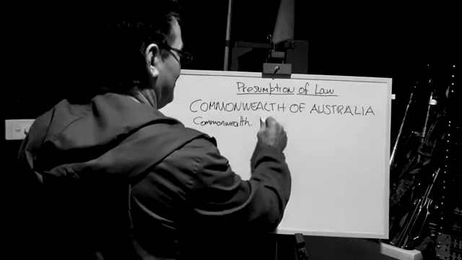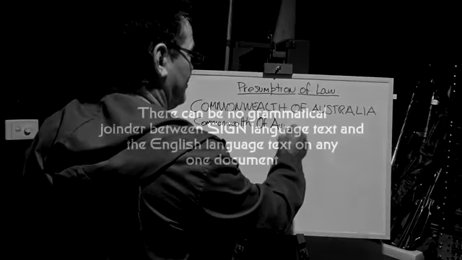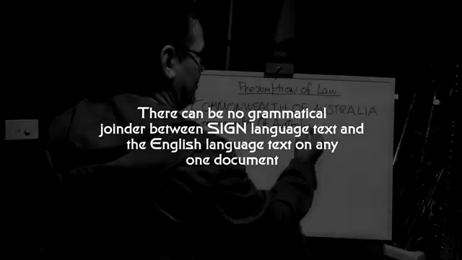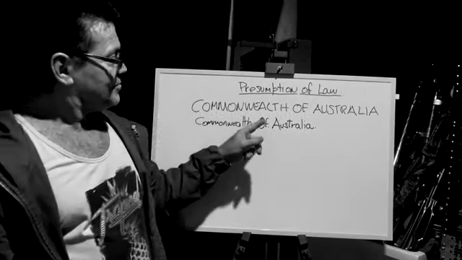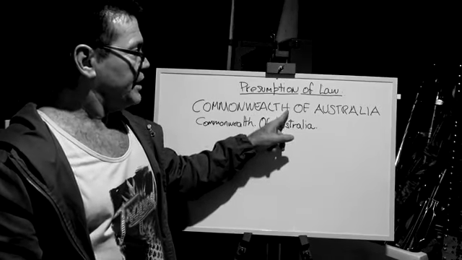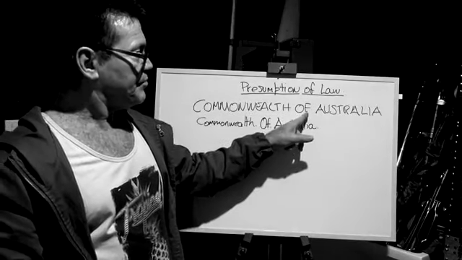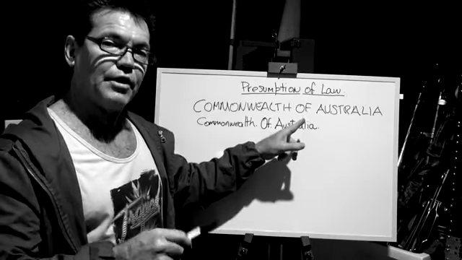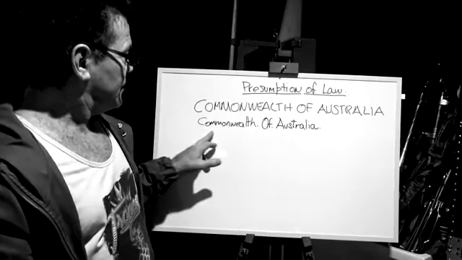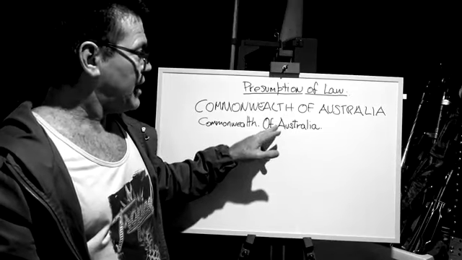Full stop, of, full stop. If this is a form of sign language or Egyptian hieroglyphic text or a Latin-based text that operates under the Latin grammatical rules, if we translate this into the English text, Commonwealth of Australia, it reads Commonwealth, full stop, and of, full stop, and Australia.